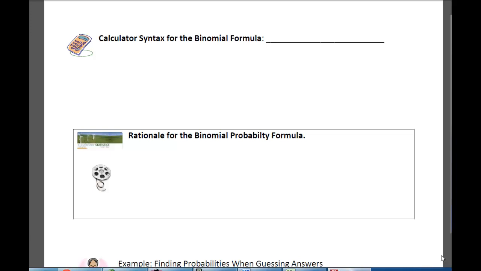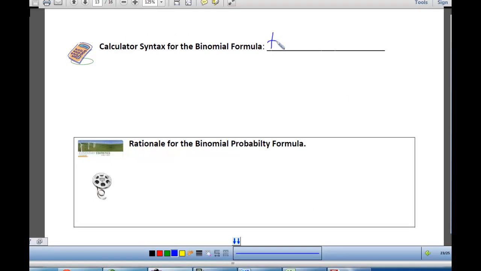So, all right. You said that it wasn't so bad, but guess what? It gets better. Your calculator has built into it the binomial formula. It is called Binom PDF. I'm going to show you where it is in just a second. And it has syntax. I guess I'll put it down here.